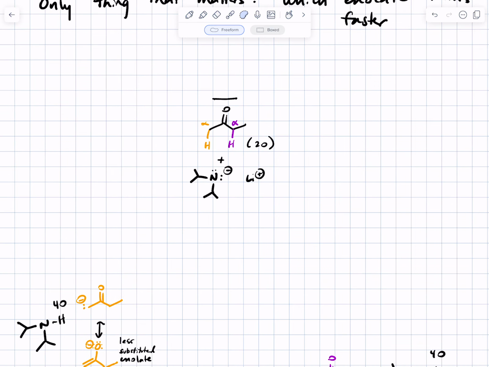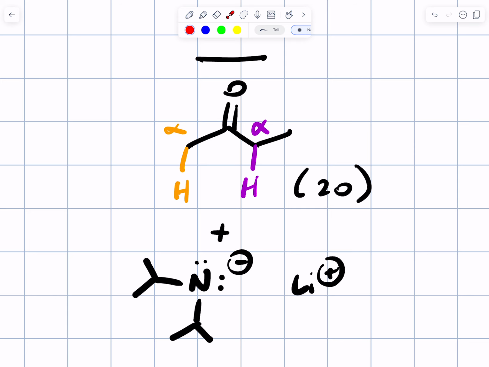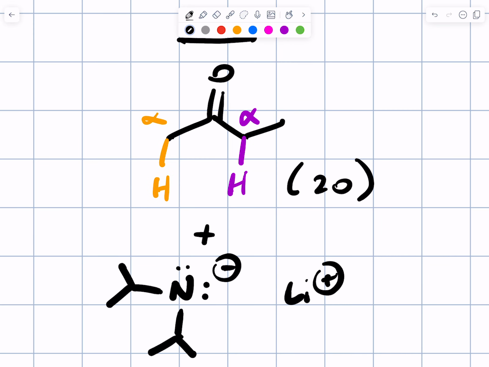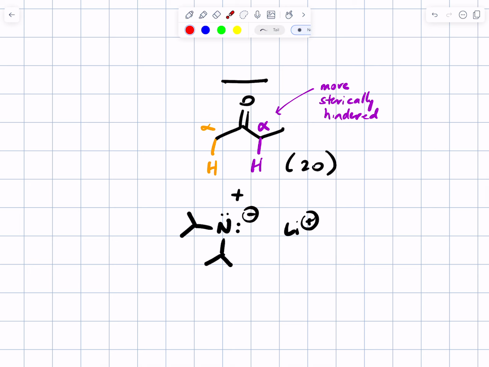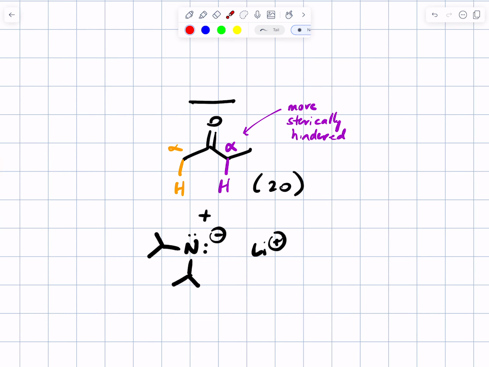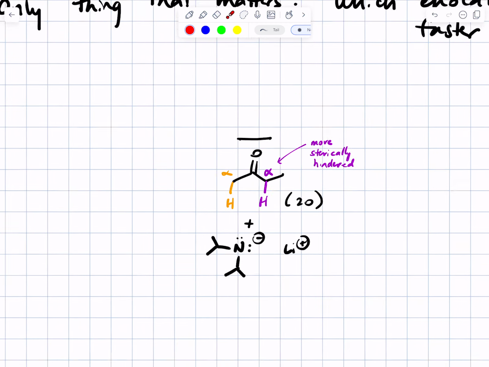What do you predict is the major difference when LDA sees the purple alpha proton versus the orange alpha proton? Sterics, right? That's the obvious one. The one's on a secondary carbon, the other's on a primary carbon. And that is true. The purple alpha proton is more sterically hindered. That means it is harder for the LDA, which itself is pretty bulky with these isopropyl groups. They're not quite tert-butyl groups, but they're getting there. You expect it to be easier for LDA to approach the less substituted alpha proton.